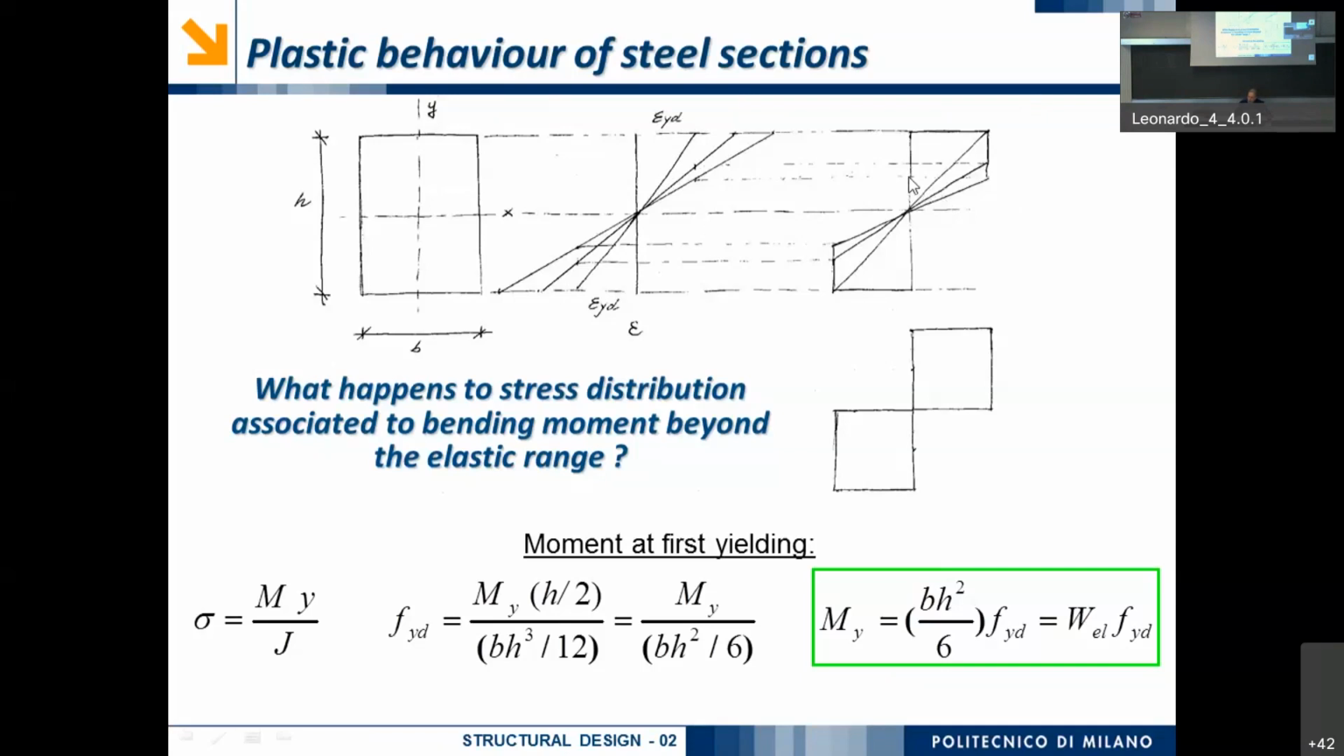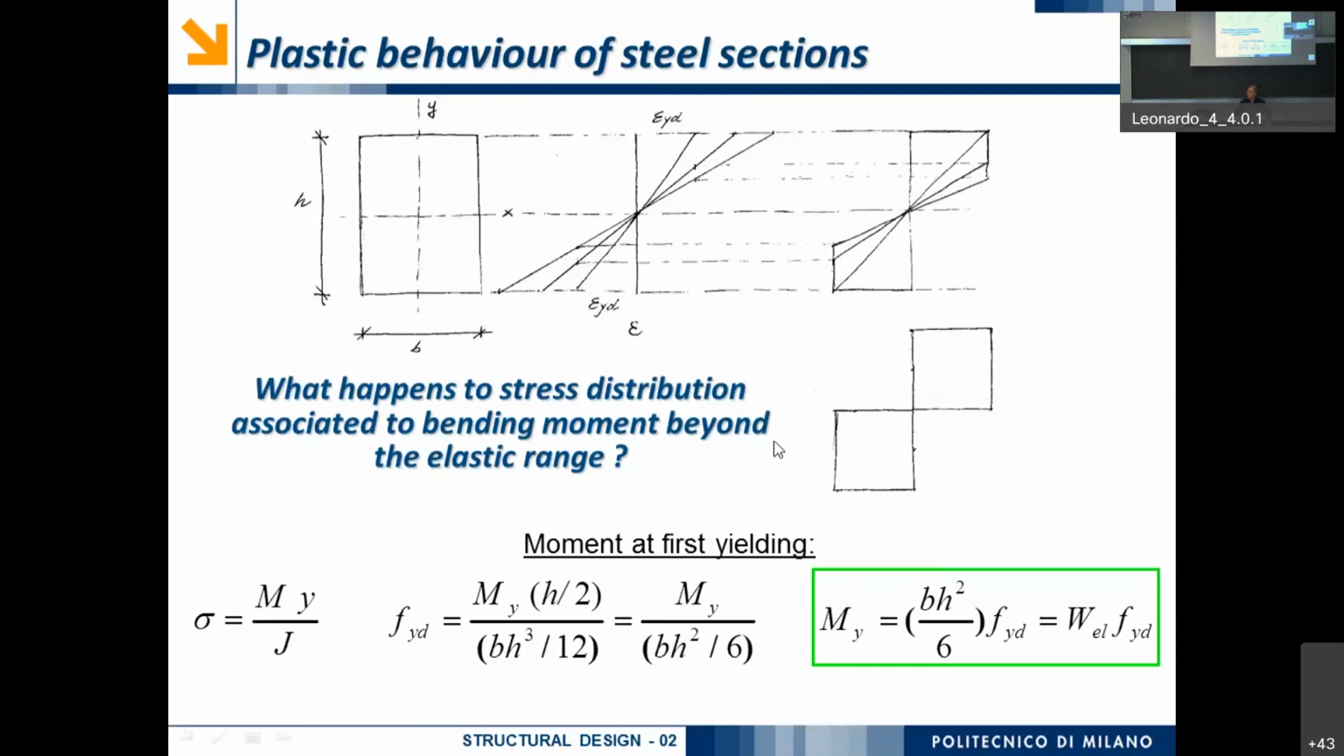Because for the fiber in the elastic range, basically we have that the stress is proportional to the strain. When the strain is larger than epsilon d, the stress is constant. And so you can see that the diagram of stresses from triangular becomes something like this, in which the part in the upper part and the part in the bottom part becomes of trapezoidal shape, okay?